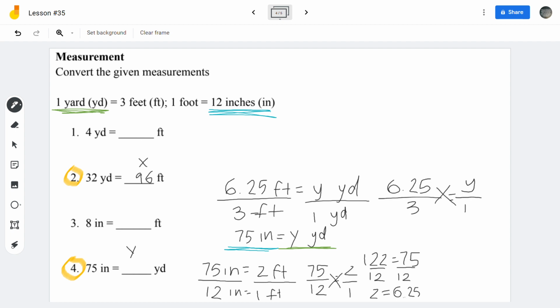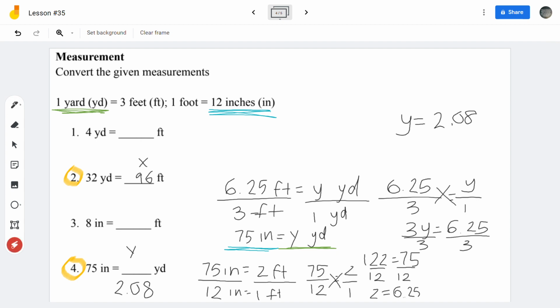Now I'm going to cross multiply. So we get 3y equals 6.25. Now I'm going to use algebra to isolate the y. And all we have to do is 6.25 divided by 3. And I'm going to just round our answer, so we should get y equals 2.08. So our final answer for number 4 should be 2.08. Number 4 took quite a lot of steps, but as long as you know how to do this part where you cross multiply, then you'll be able to do the rest.